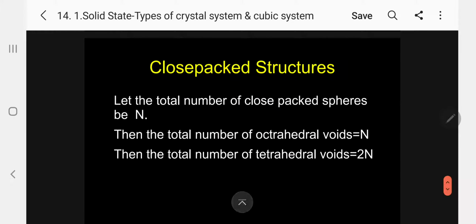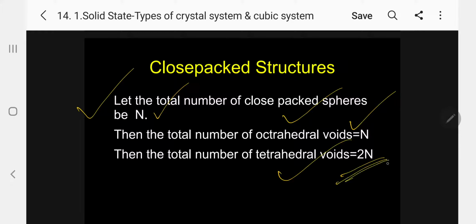So let me give some information, as a question can be asked again. Let the total number of close packed spheres be n. Suppose we are taking close packed spheres, the total number of atoms is n. Then the total number of octahedral voids is equal to n, whereas the total number of tetrahedral voids is 2n. Please memorize, this is very important. Octahedral voids are equal to the total number of atoms, whereas the tetrahedral voids are 2 times. This you have to memorize.